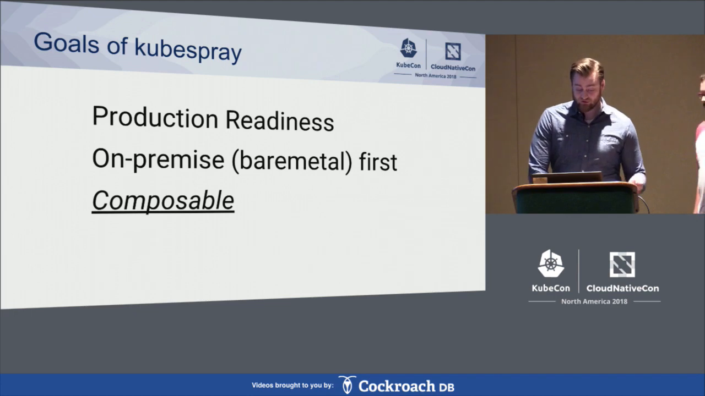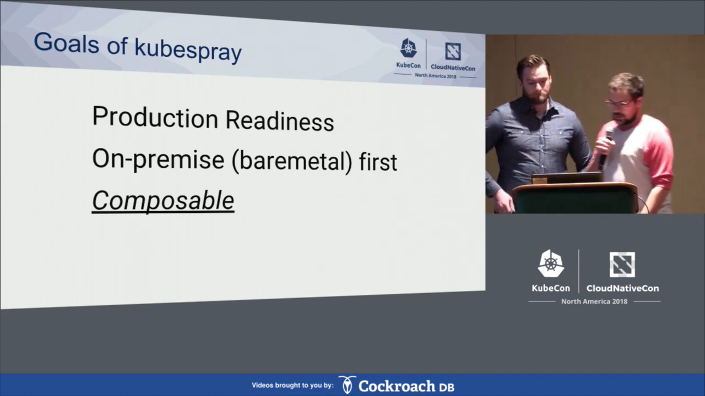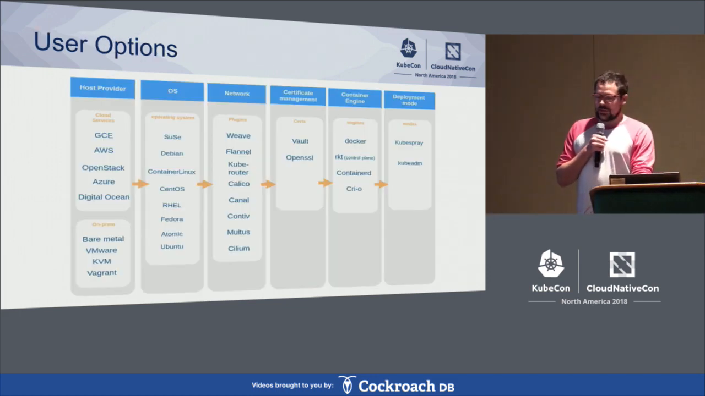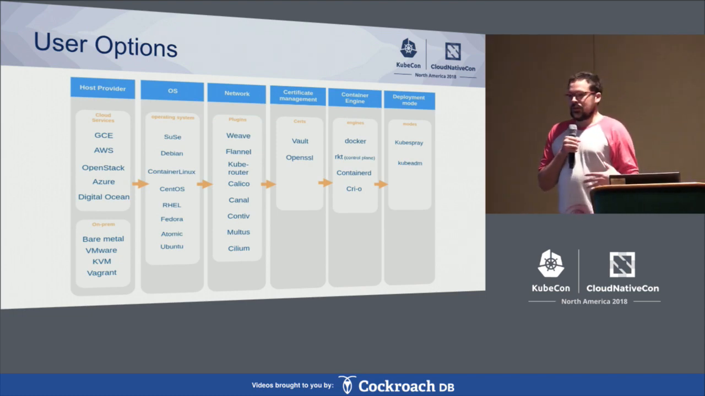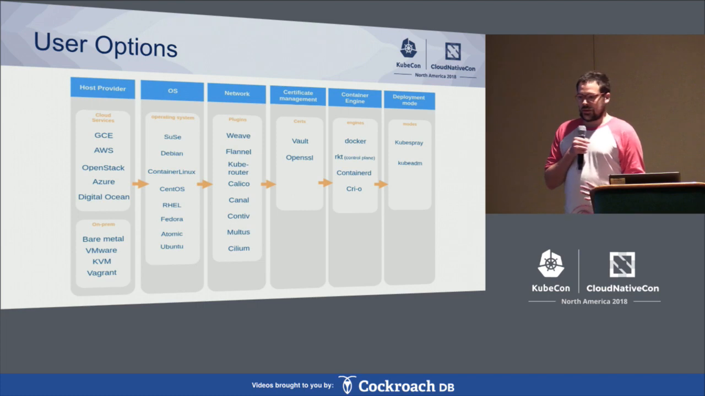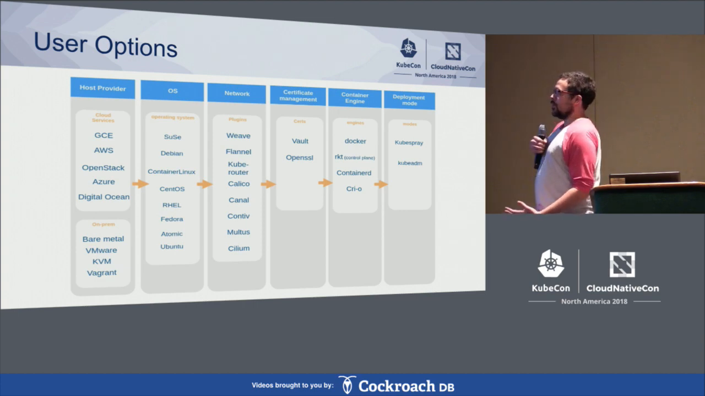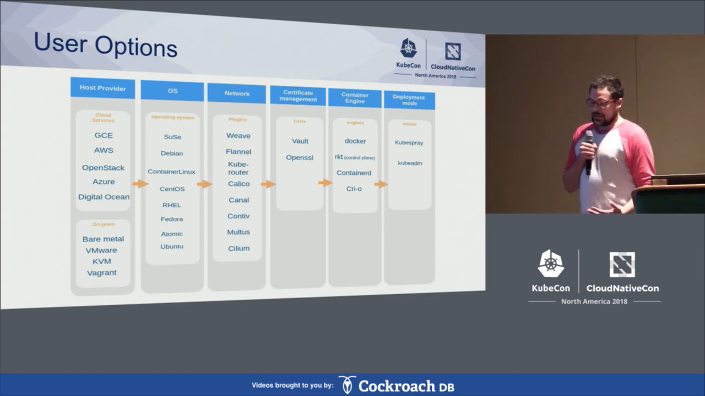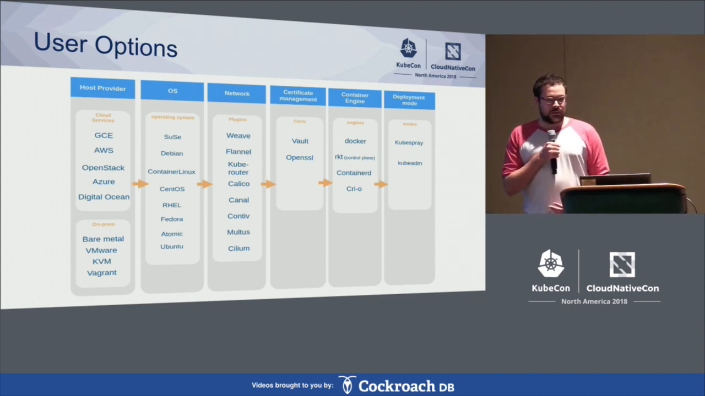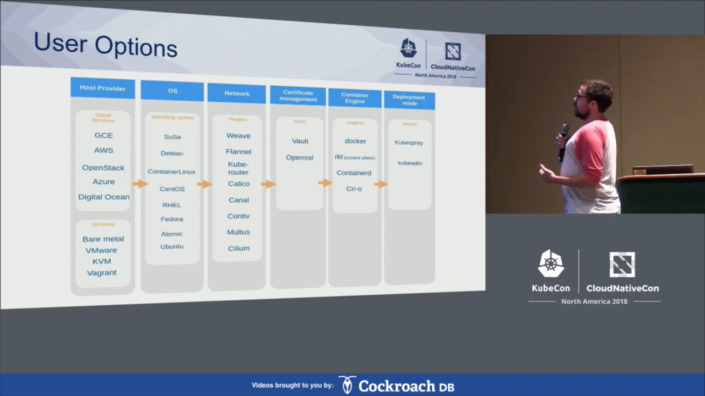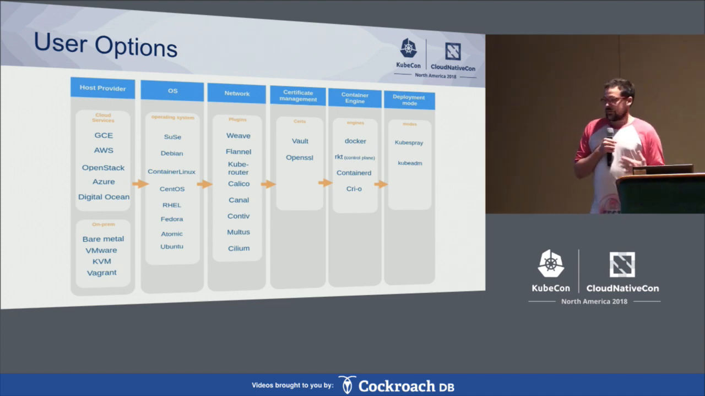Next, Antoine's going to talk about composability. I will detail it a bit more there because there is a lot of work in progress. So what does composability mean? It means as maintainers, we don't want to make decisions about what kind of technology you want to run. So you can choose your cluster, like your cloud provider, or bare metal. You can choose the operating system you're going to use, the network plugin, the certificate management, if you want to use Vault or OpenSSL, the container engine, so Docker, Rocket, Containerd, CRI-O, etc.